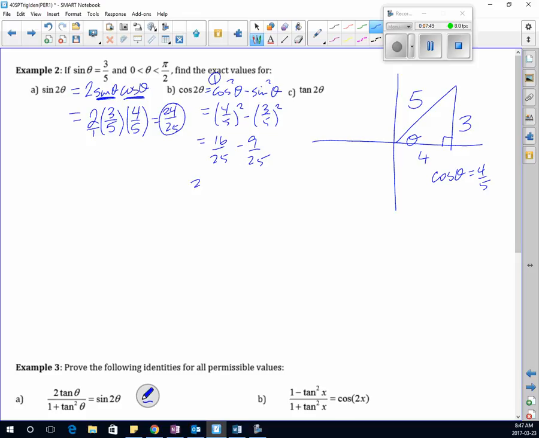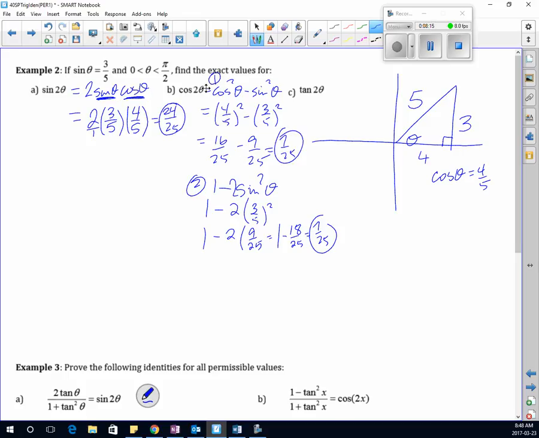So there's number 1. Number 2 is 1 minus 2 sine squared theta, right? So that's 1 minus 2 times 3 over 5 squared. You got to use order of operations, so you got to square the fraction first. So that would be 9 over 25. So that's 1 minus 18 over 25. Do you see you'll get 7 over 25 as well? Oh, I didn't put the answer up here. 7 over 25. Do you want me to do the third one?